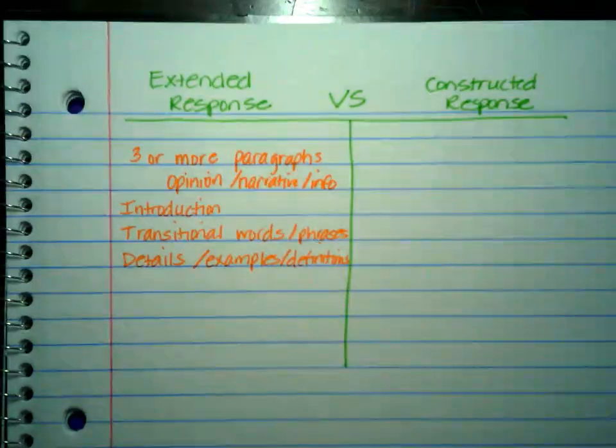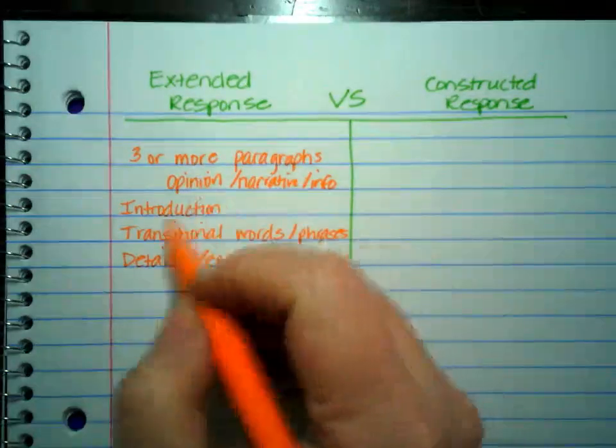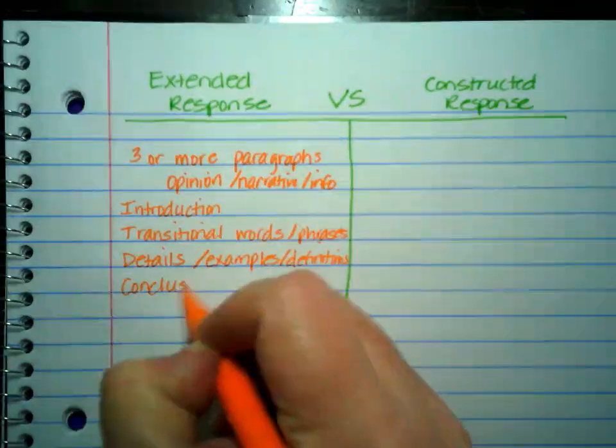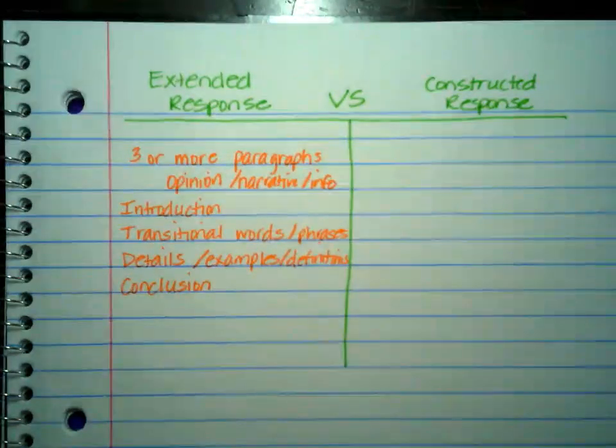You might write to state your opinion about something and back that up with reasons, evidence, and details. You might write a narrative story in an extended response to tell about a time when you did something in the past, or to write a creative writing story. These stories usually include a conclusion. And of course, all of the writing mechanics go along with extended responses: capitalization, punctuation, spelling, things like that. So that's what an extended response is.